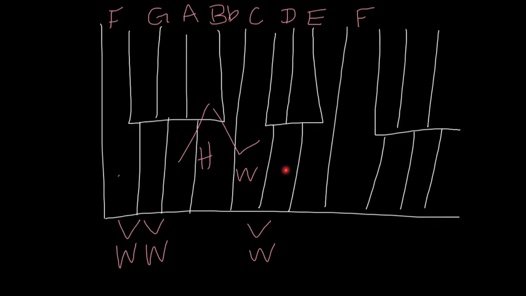Next, we have another whole step. D to E is a whole step. We pass this note up here. And finally, all major scales end with a half step. So E to F is a half step. There's no notes in between, so that works out perfectly.